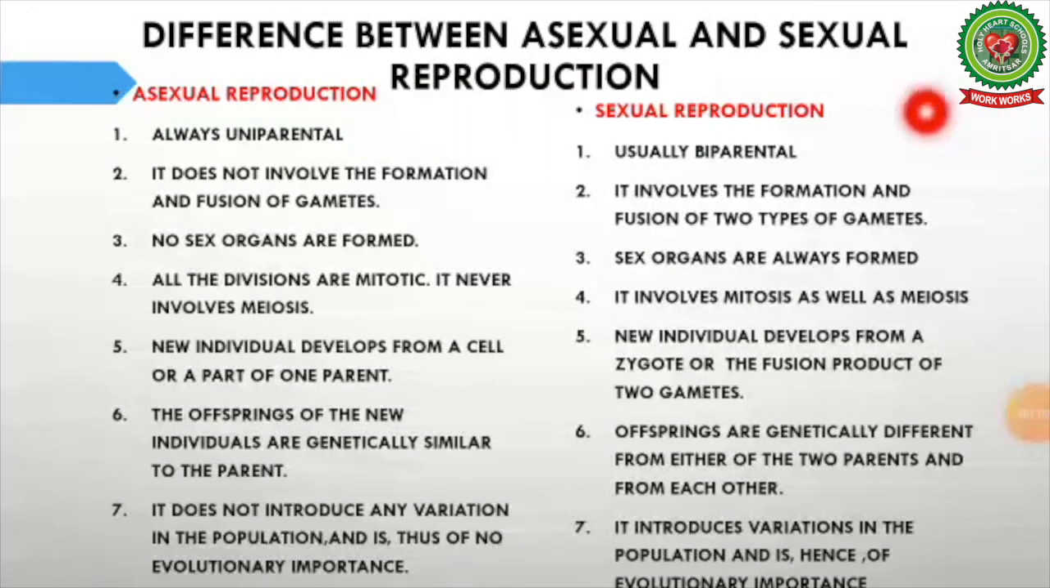Asexual reproduction does not introduce any variation in the population and is thus of no evolutionary importance. On the other hand, sexual reproduction introduces variation in the population and is hence of evolutionary importance.